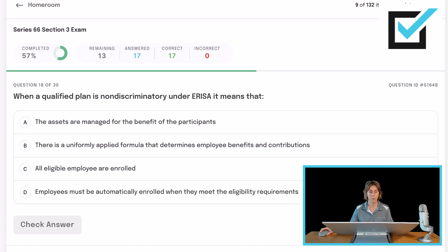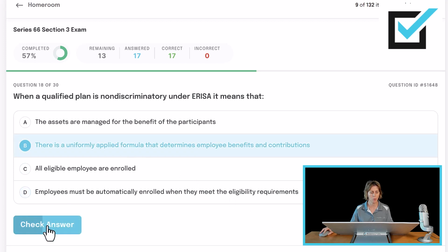When a qualified plan is non-discriminatory under ERISA, it means that there is a uniformly applied formula that determines employee benefits and contributions. So it's not just in favor of those that make more than others or that have been here longer than others. There is a formula that determines it.